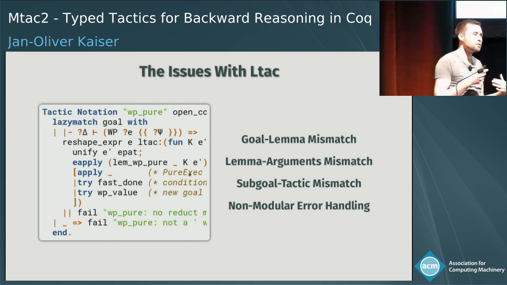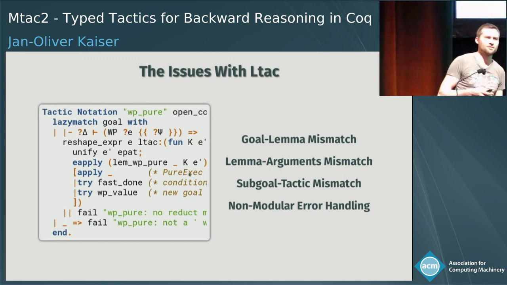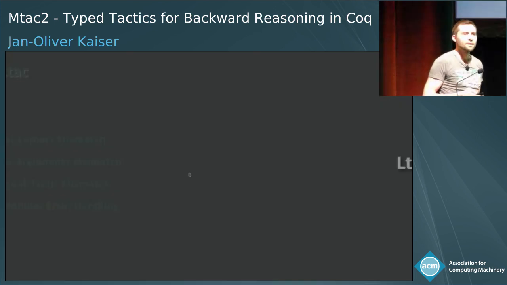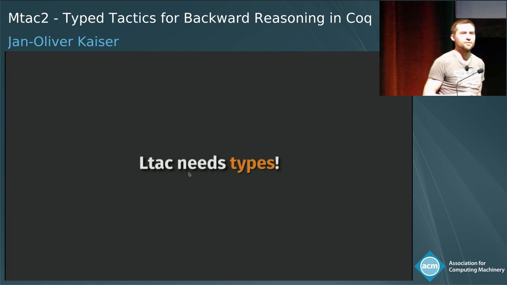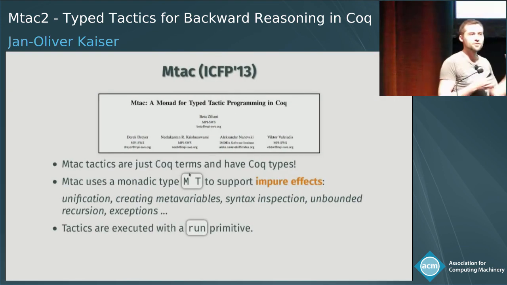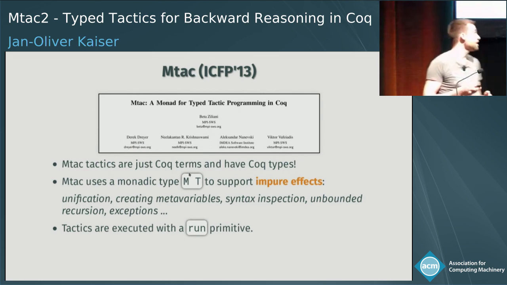And if you look in particular at the first three, they're all related to type mismatches, right? So what this really calls out for is a type system. Ltac needs types. And there's been quite a lot of work on approaching this problem. The most promising one for us is that of Mtac. Mtac was introduced at ICFP five years ago by Beta Ziliani.